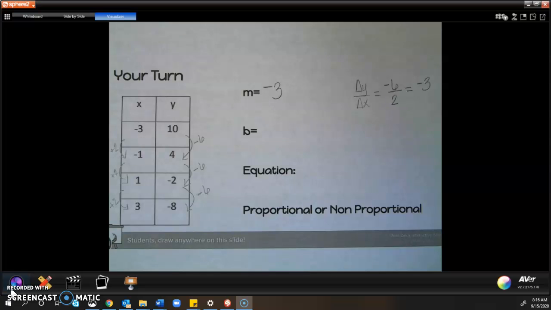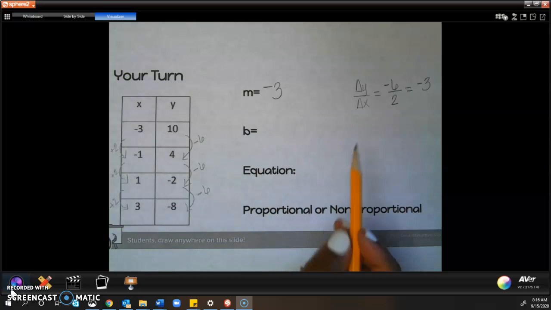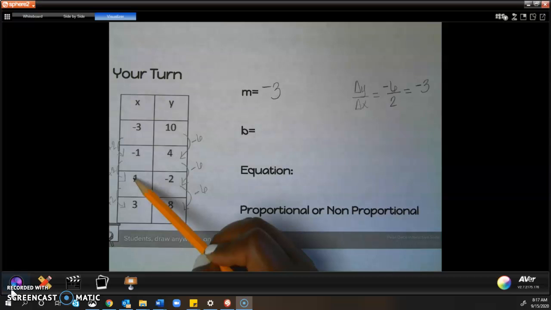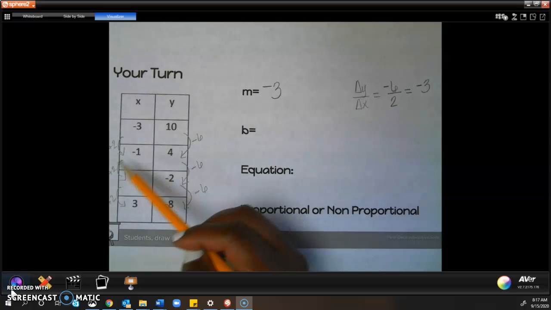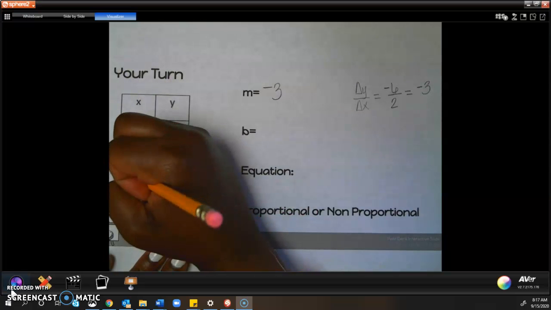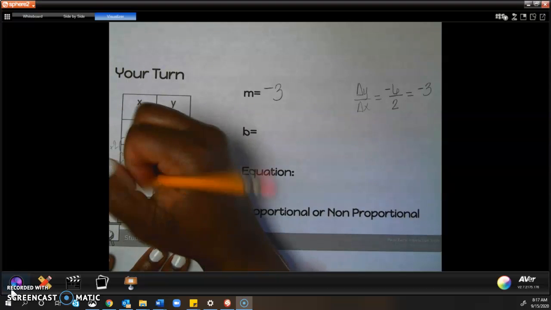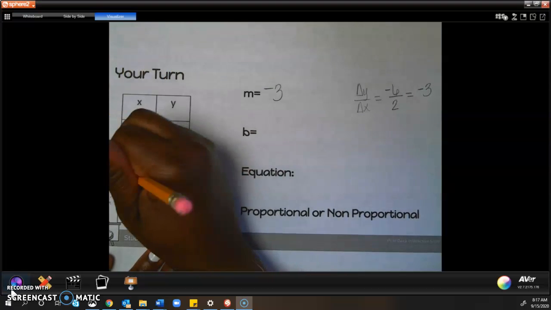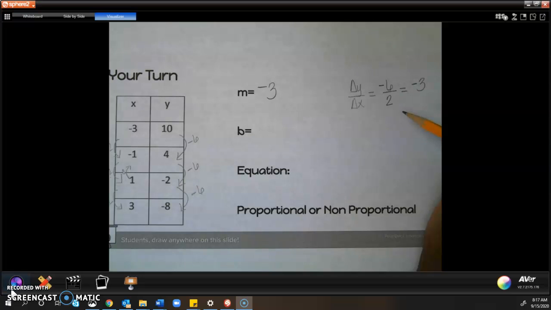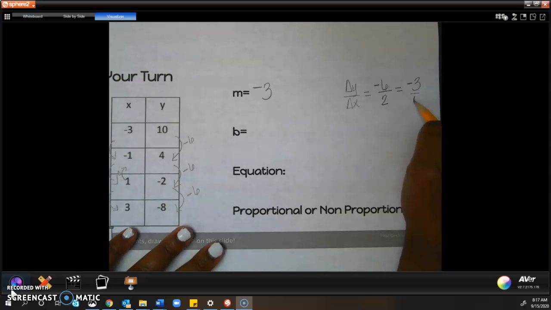Now notice I need to find my y-intercept. I need to figure out when x is 0, what my y is. I need to get to where my x value is 0. So I know that 0 will be between 1 and -1. So instead of going back by 2, I'm going to go back by 1. So I'm going backwards 1, which means I'm going to subtract. I know my slope is -6 over 2, but when I simplify, that gives me -3 over 1.